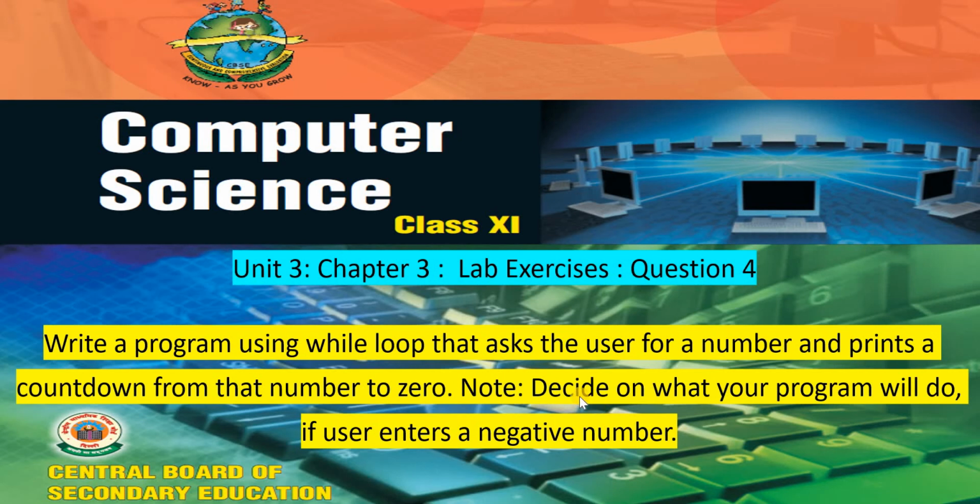We have to accept an input from the user, see if it is a positive number or a negative number. If it is a negative number, we have to take some action. And if it is a positive number, we have to implement the countdown from that number to 0. Let's see how we can do that.